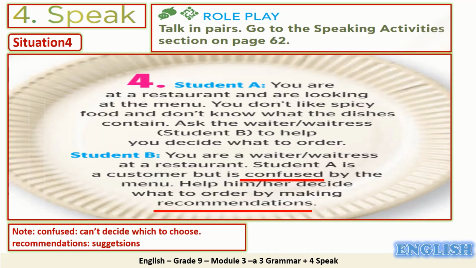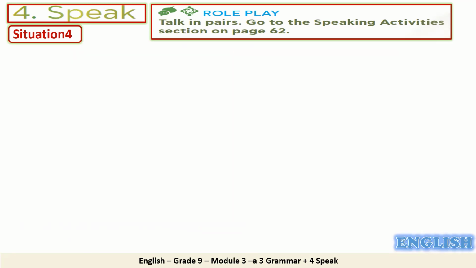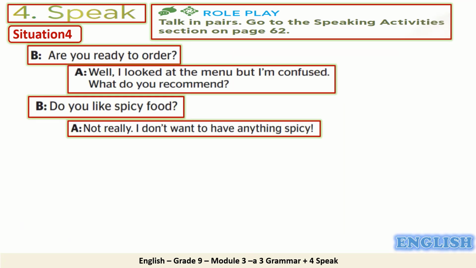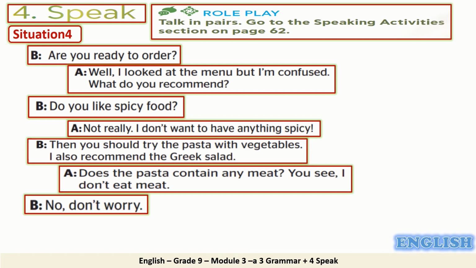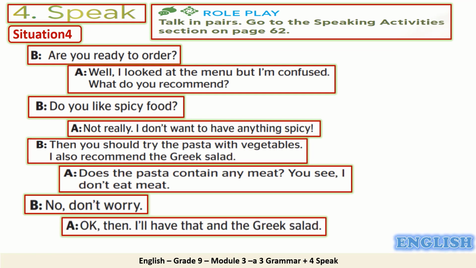Situation 4. Student A and Student B. Read the instructions to know your roles. Note, confused means can't decide which to choose. Recommendations means suggestions. Here are some suggested answers. Study them and then act them out with your classmate.